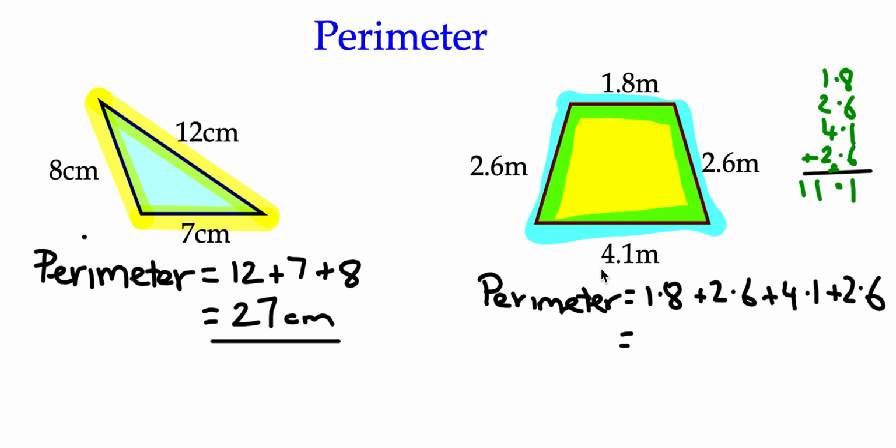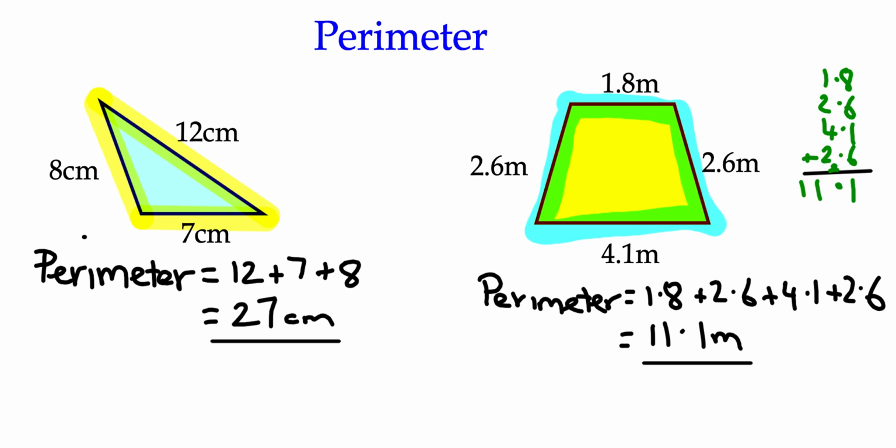Now I'm going to feed that into my calculation. That sum there was just to help me get the answer. So I'm going to write that in here, 11.1. What have I got? My units here are in meters, m for meters, so therefore I'm going to put a small m, and that's my answer. The perimeter is 11.1 meters.